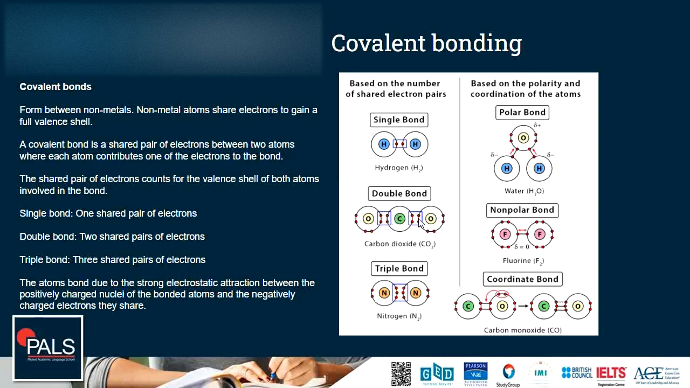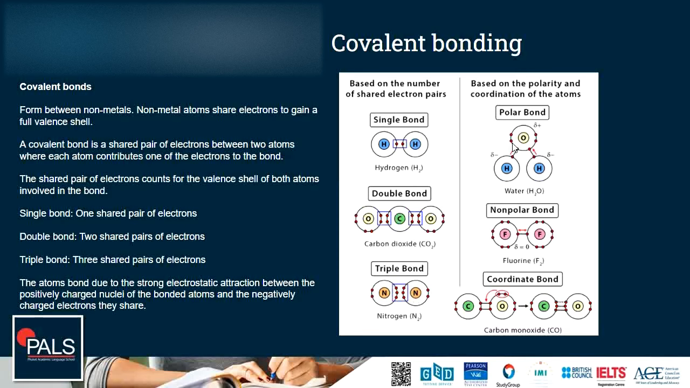1, 2, 3, 4, 5, 6, 7, 8. All atoms are stable in terms of the octet rule in this example. Same here. Nitrogen forms a triple bond with itself to form an N2 molecule, and we see both nitrogen atoms have a full outer shell. They fulfill the octet rule with 1, 2, 3, 4, 5, 6, and then 7, 8 on the other nitrogen atom.